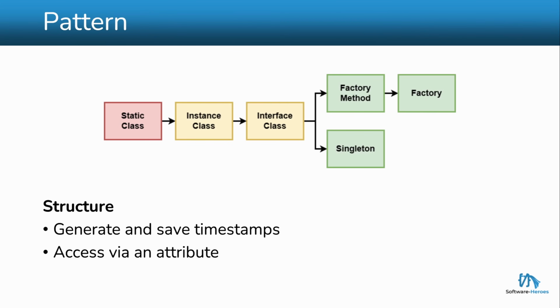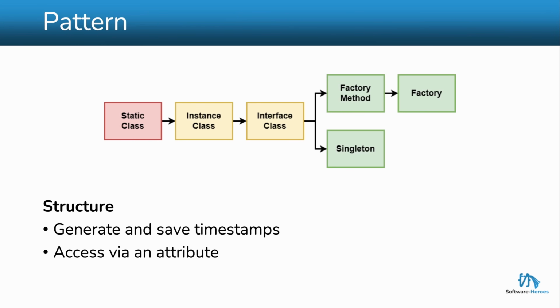These are not all classic design patterns, but sometimes simply a certain way of using objects in the ABAP system. We always follow the same basic structure. We have a class that generates and stores a timestamp. The timestamp is made available as a public attribute after saving, so it can be used directly without having to use a corresponding getter or setter method.